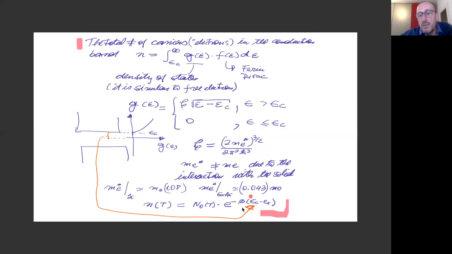This is something that is relevant. This value over here is equal to E gap over 2. Because the gap is the difference between this and that, and the Fermi level is located in the middle, so this is E gap over 2.